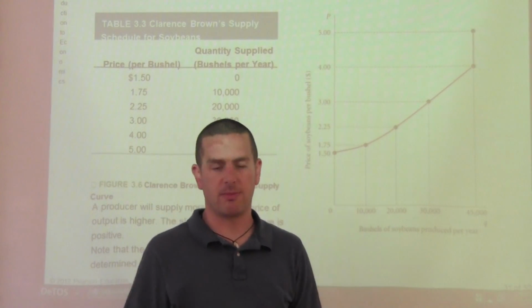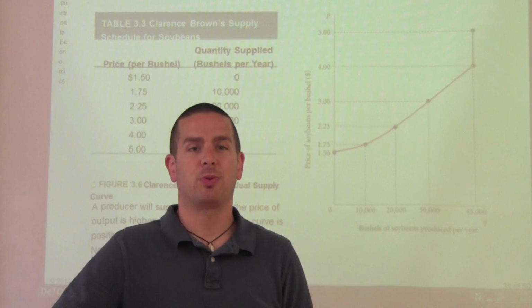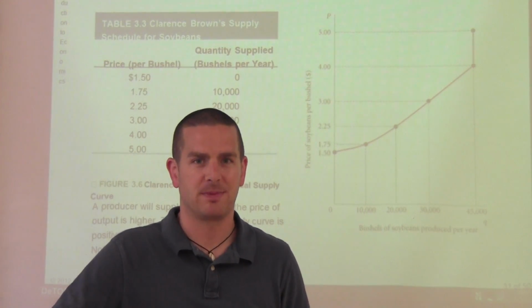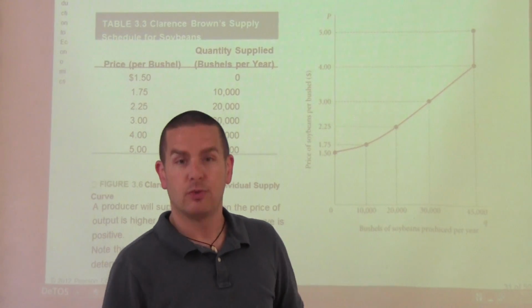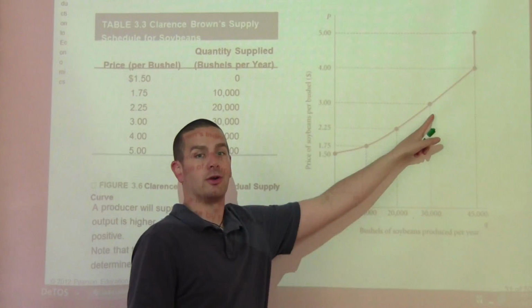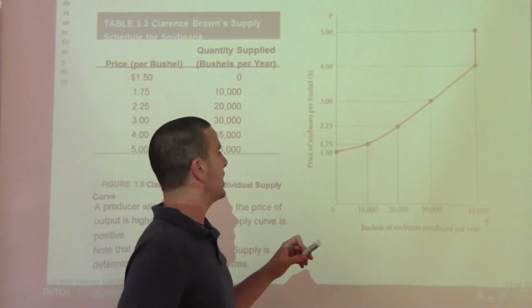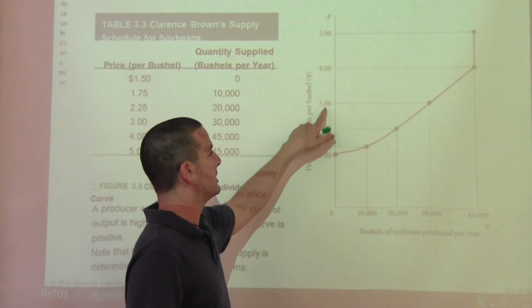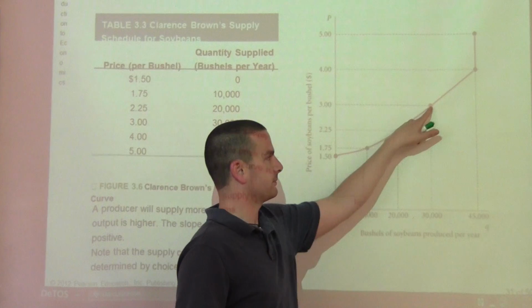Now, it's important to remember, I've already mentioned this, so I'm going to say it again. If the price changes, then there will be a change in quantity supplied, which means that you move along the curve. You slide along the curve. If the price changes from $2.25 to $3, you simply slide along the curve.